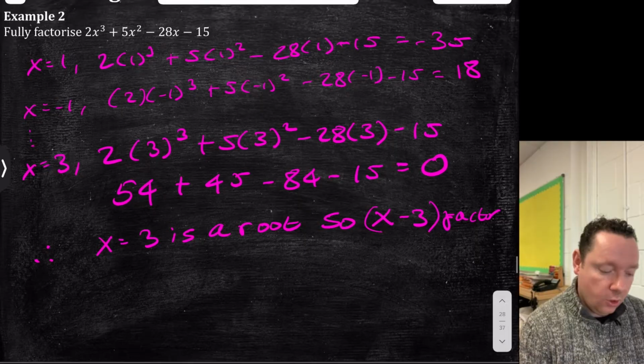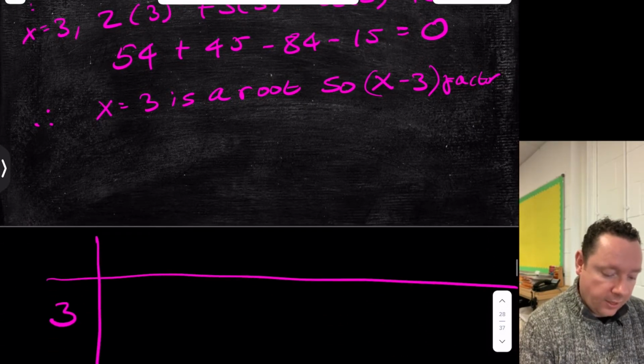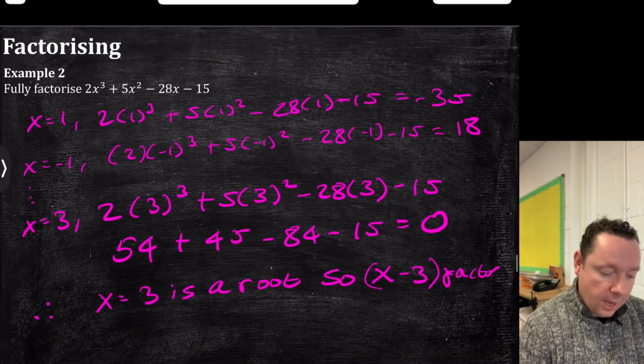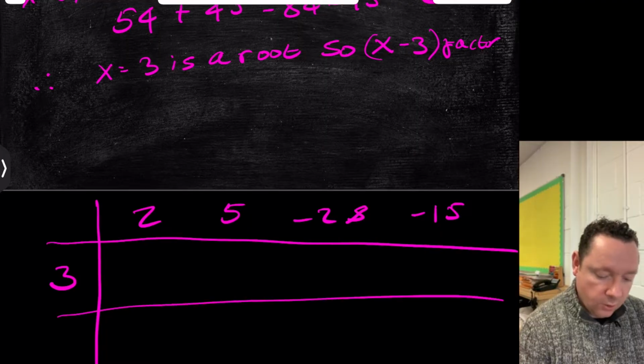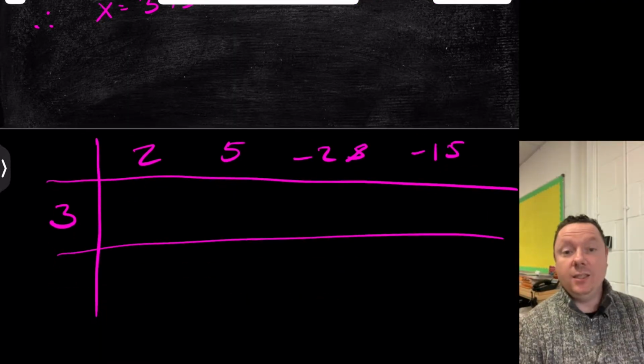so I put 3 in, it's a root you put in, remember. And the polynomial was 2x cubed plus 5x squared minus 28x minus 15. So we're going to end up doing this. We know we're going to get 0 in this last position. So this is a double check for us.